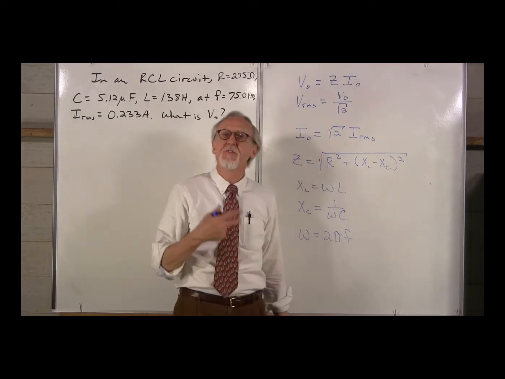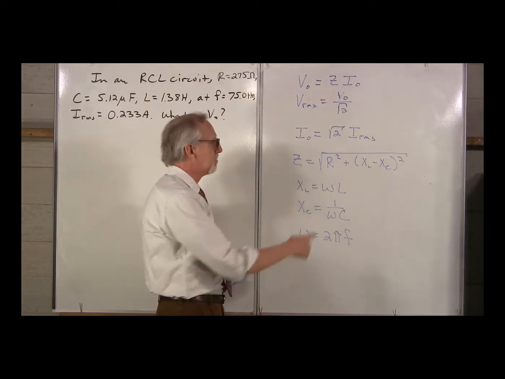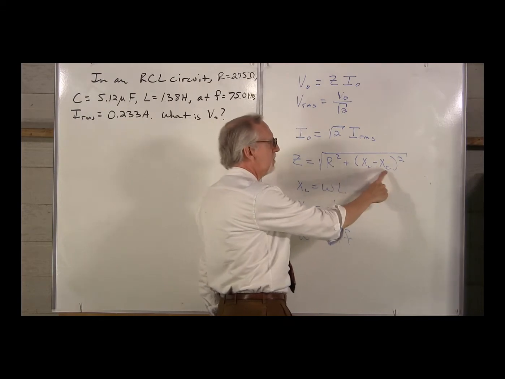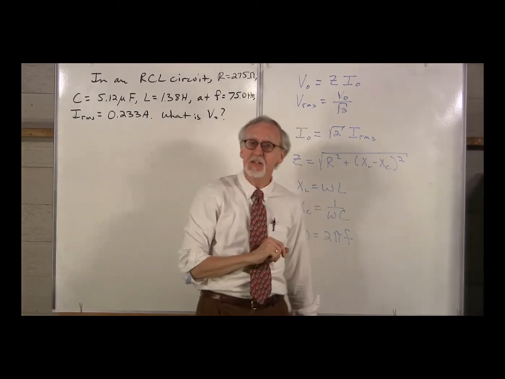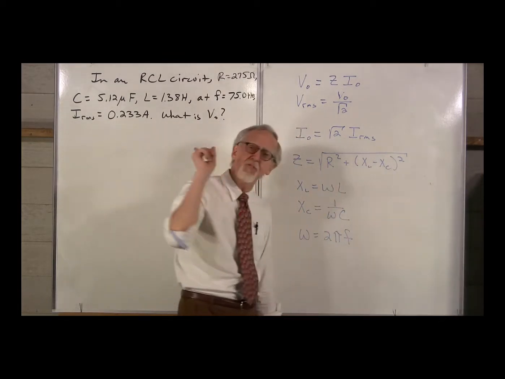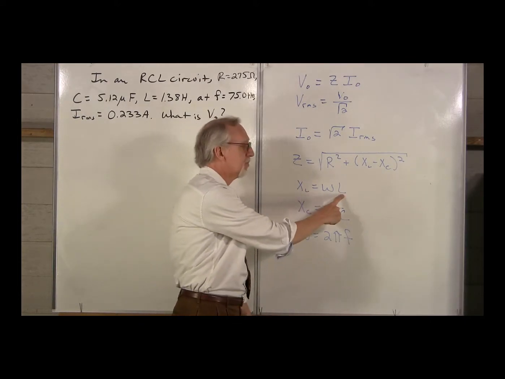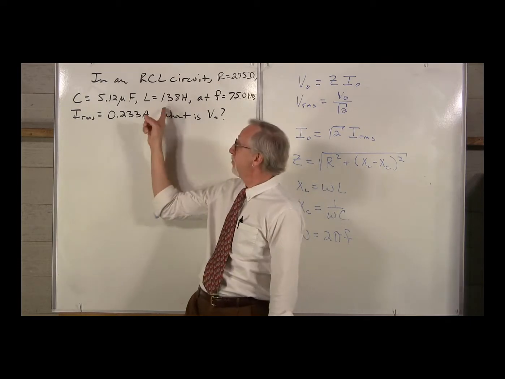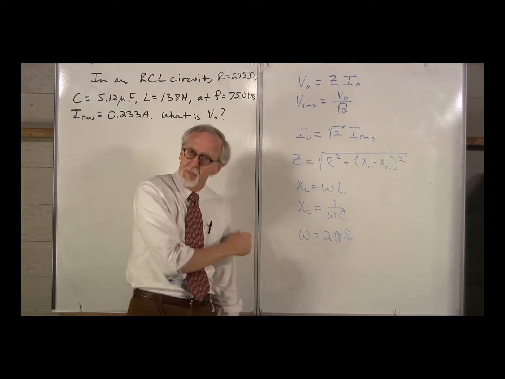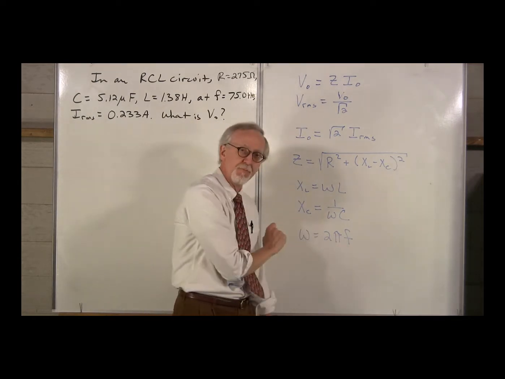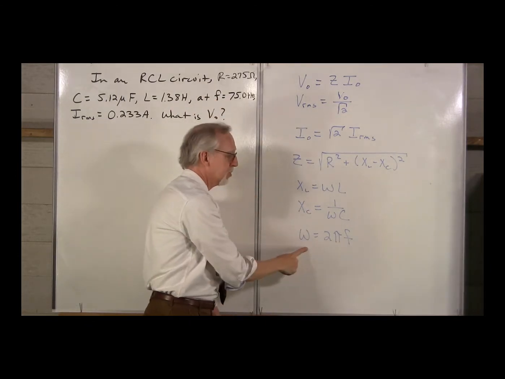To find Z, we need R, XL, and XC. We know R, so what else do we need? We need XL and XC. We don't have those. How do we find them? Well, we know that XL is omega times L. We know L, but we don't know omega. How do we find omega? We know omega is 2 pi f, and we do know f, so we can use f to find omega.